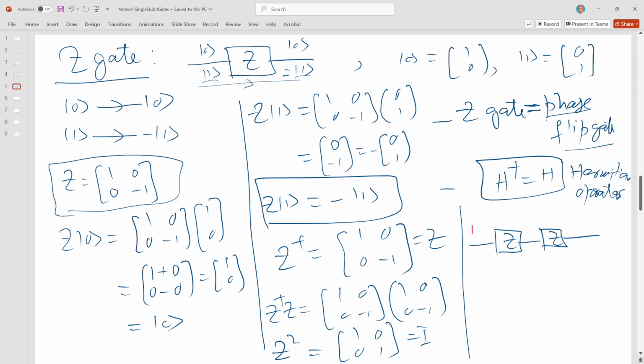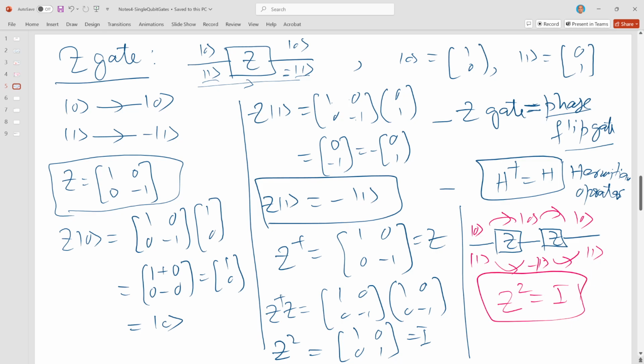Because if this is state 0, Z gate does nothing to it, and then another Z gate does nothing to it. If the input state is 1, Z gate gives it a minus sign, and then this is -1, so another Z gate gives another minus sign, so this becomes 1 again. So Z square identity makes perfect sense.